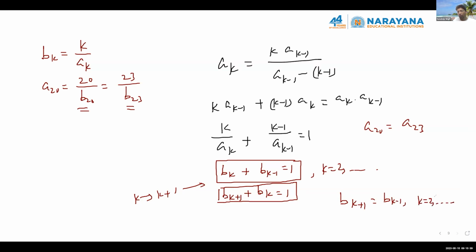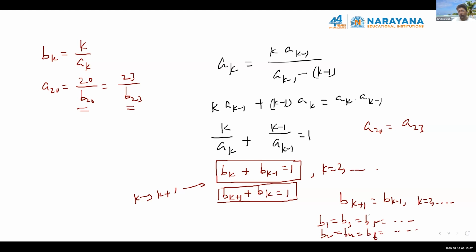That means for all odd numbered subscripts, the b's are equal, and even numbered ones are also equal. Did everyone understand the meaning of this? b1, b3, b5 are also equal. Is that clear, beta? b2, b4, b6 are also equal.